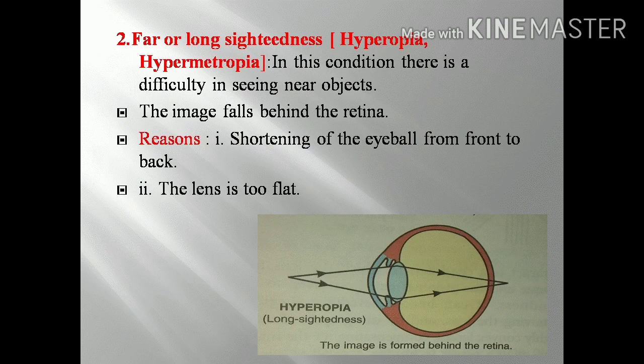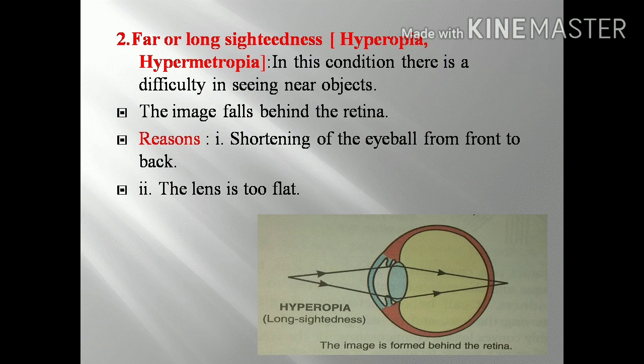Second, far or long sightedness. It is called hyperopia or hypermetropia. In this condition, there is difficulty in seeing nearer objects. Here we can see the distant object, but it is difficult to see the nearer object. Here the image is formed behind the retina region.